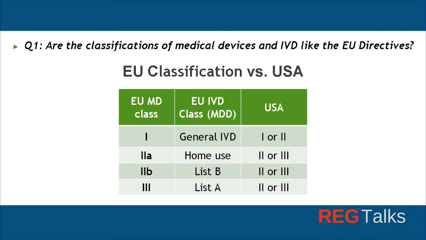Almost all products in the US go through what's called a 510K pathway. Very few products are considered high risk class 3, which is a PMA pathway, and some products are low risk, which means they do not require a 510K review before going to market.